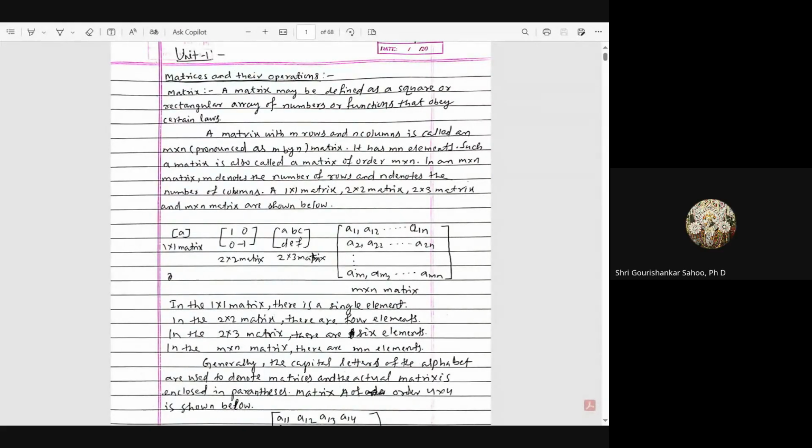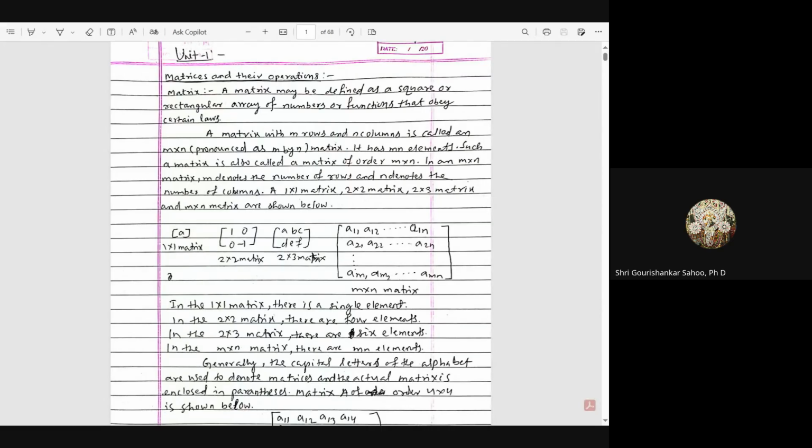And you can see in your 2 cross 3 matrix, your ABC represent one row, DEF represent another row. Similarly, AD represents one column, B represents another column, and CF represent another. Similarly, in your M cross N matrix, am I audible? Yes, sir. Okay. So similarly, your M cross N matrix, your A11, A12, up to A1N represents one row, and A11, A21, so on and so forth, AM1 represents one column.